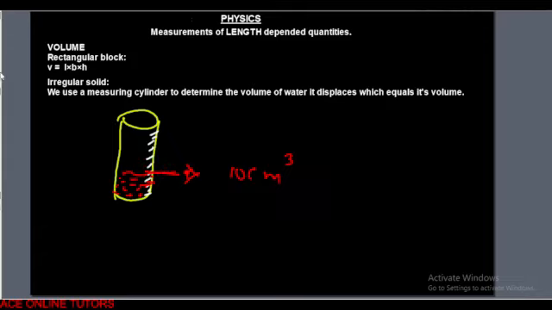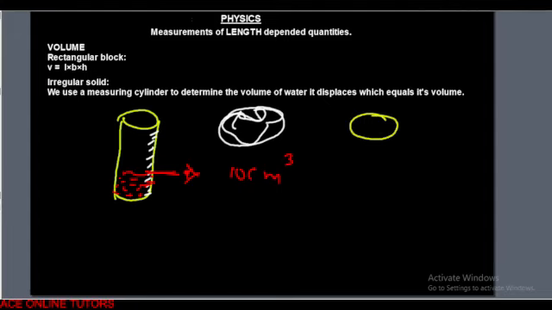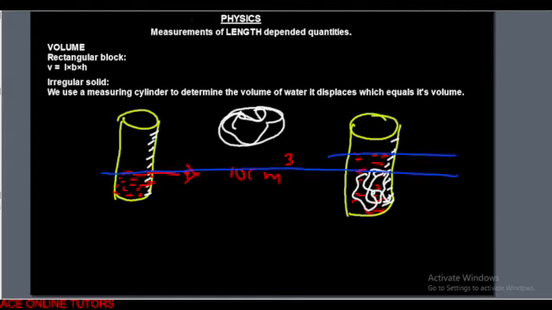So what we now do is take our irregular object. Let's say this is the irregular object. Then we put it inside this water. After you put it in the water, we have something of this nature. We have the graduation, then we have our irregular object in the water. Now what do you notice? You notice that the level of water has gone up, right? This was the previous level of water. Now see the new level of water.